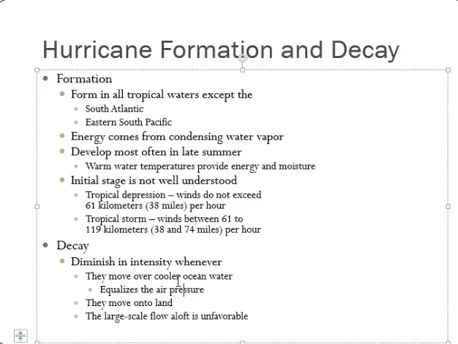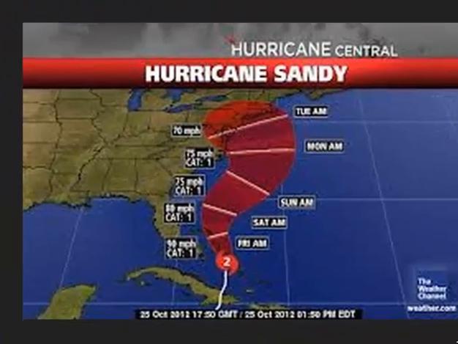Now, a hurricane, as long as it's over water, can keep building and keep getting stronger. That's what happened with Hurricane Sandy. Hurricane Sandy kind of came up the East Coast. I'll show you the path of Hurricane Sandy.